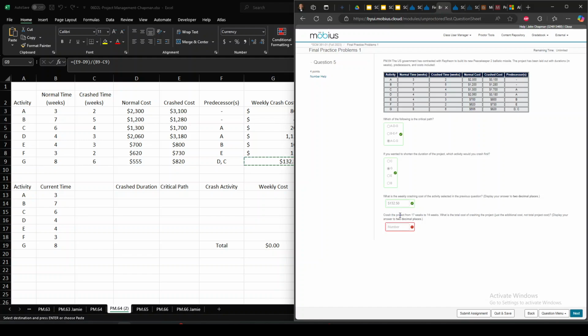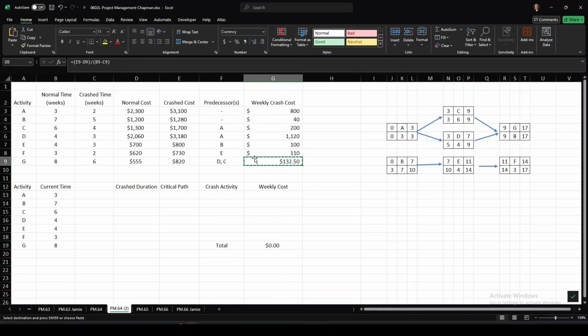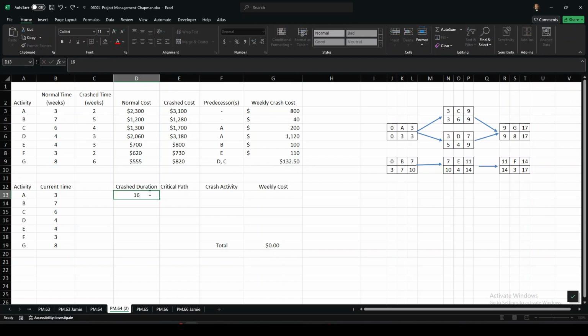Last question, crash the project from 17 to 14 weeks. What is the total cost of crashing the project? Just the additional cost, not the total project cost. So we're looking at the crash cost here. And we've already determined that to crash the first week, we would crash activity G. We know the critical path for this week is ACG, right? We've already established that ACG is the critical path.